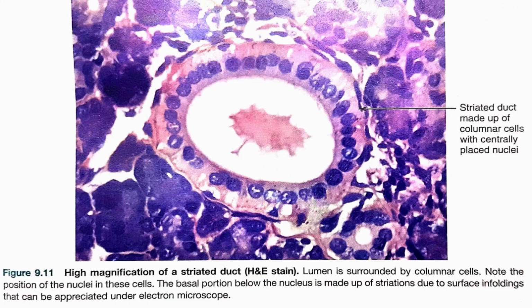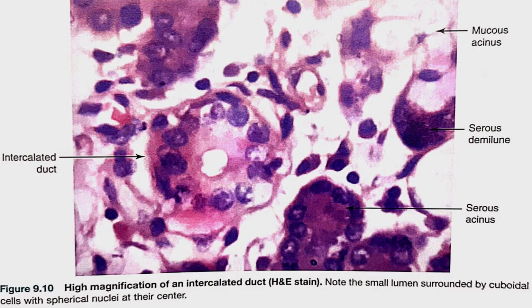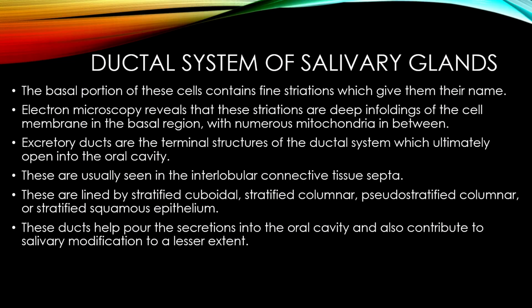Okay. This is the H&E. As always, you can't understand this. See, these are serous demilunes, mucous acini, serous demilunes, serous acini, intercalated ducts. The basal portion of these cells contains fine striations which give them their name. Electron microscopy reveals that these striations are deep infoldings of the cell membrane in the basal region. What does this mean? The deep infoldings of the cell membrane in the basal region.